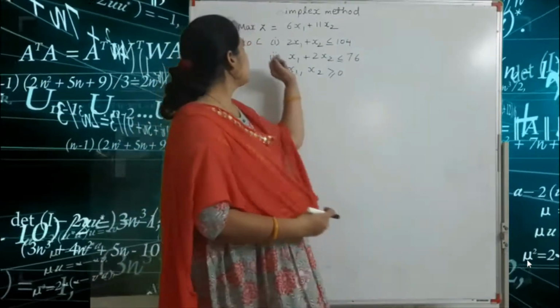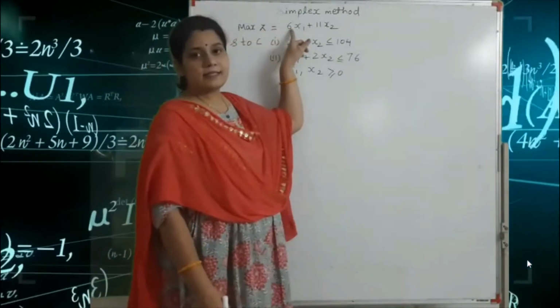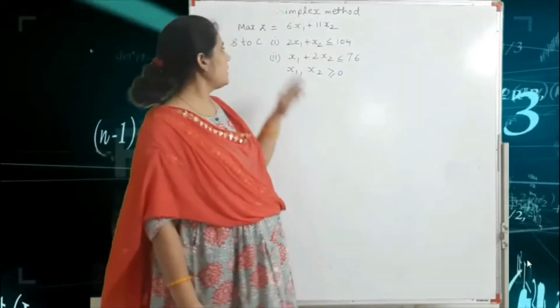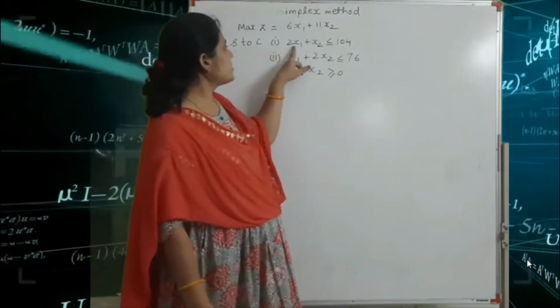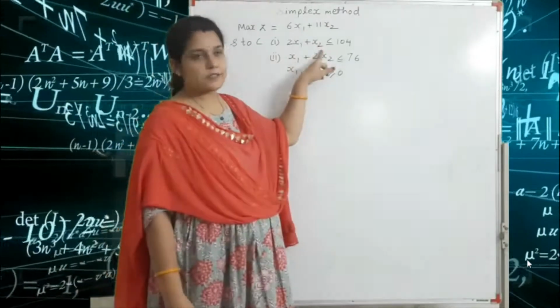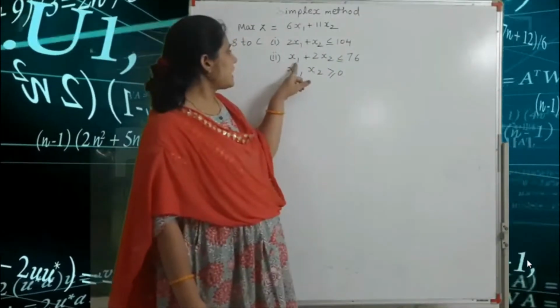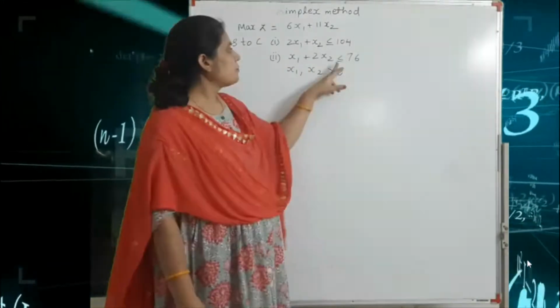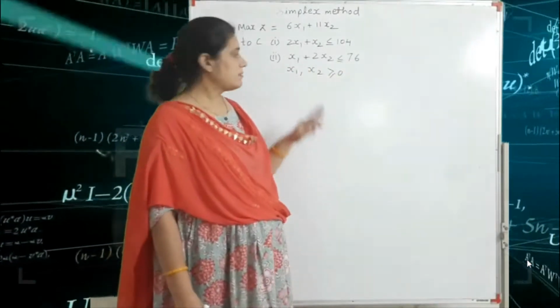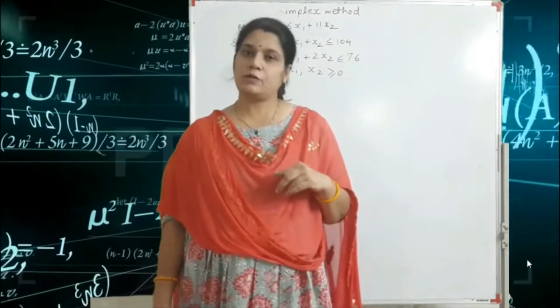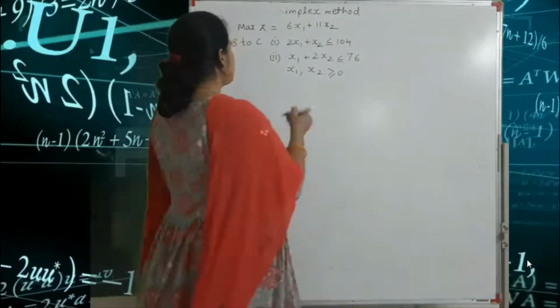The question is maximize z is equal to 6x1 plus 11x2, and the subject to constraint equations are 2x1 plus x2 less than equal to 104, and the second equation is x1 plus 2x2 less than equal to 76, and x1, x2 greater than equal to 0. Okay, so let's start here.